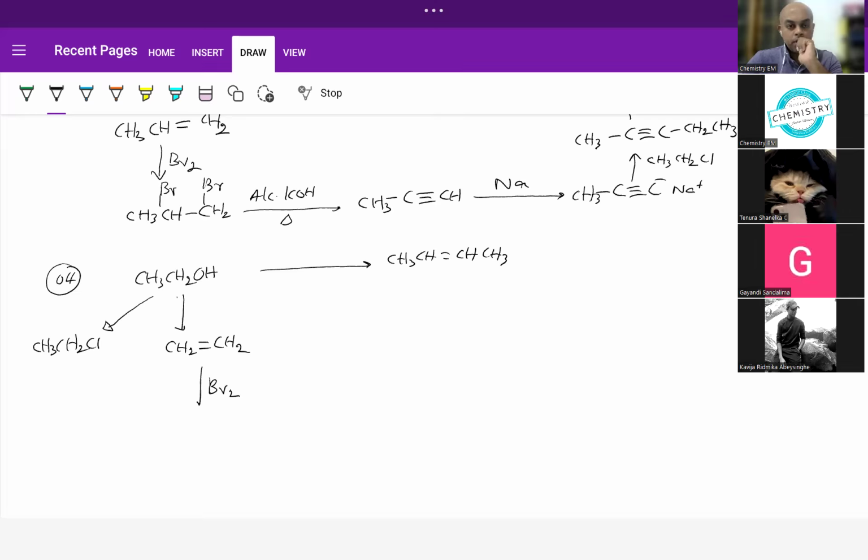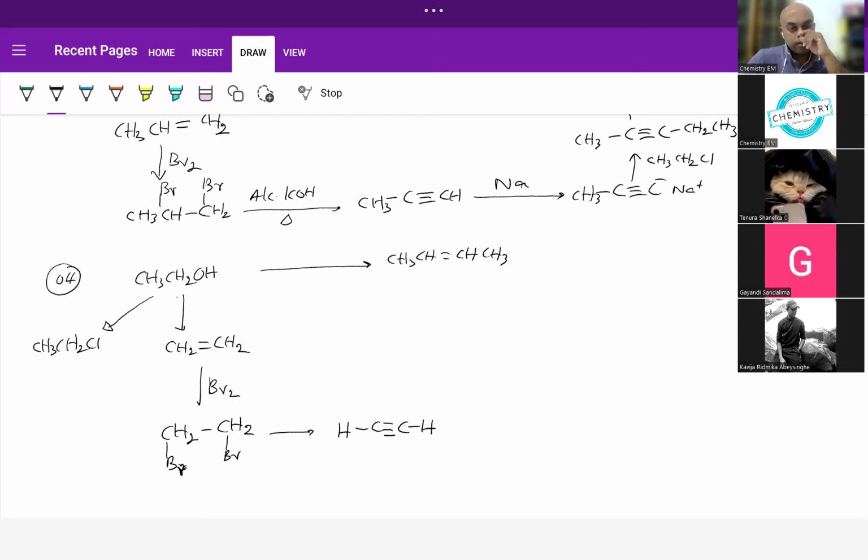Okay. Then one student said he has used green art. That's perfectly okay, right? That's totally okay, right? So I'm converting this one into something like this because I need an acidic alkyne. Then I'm converting this into an acidic alkyne.